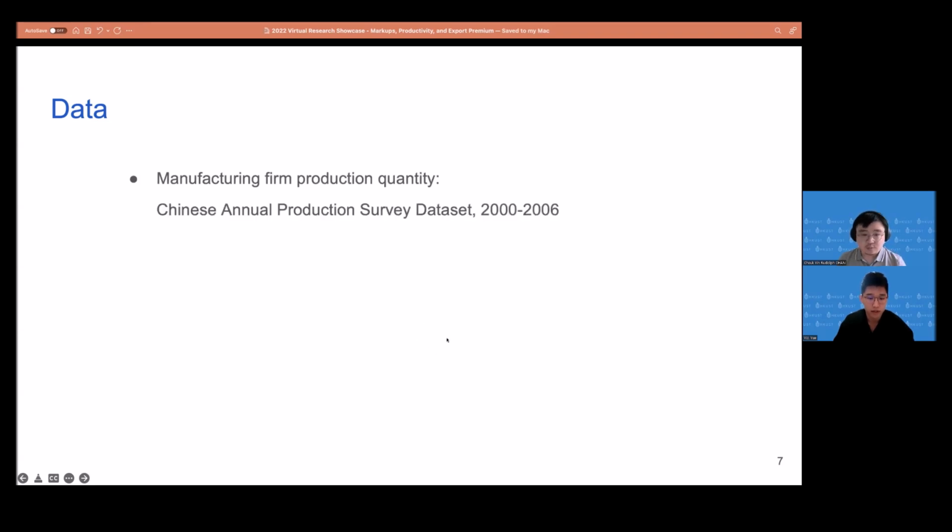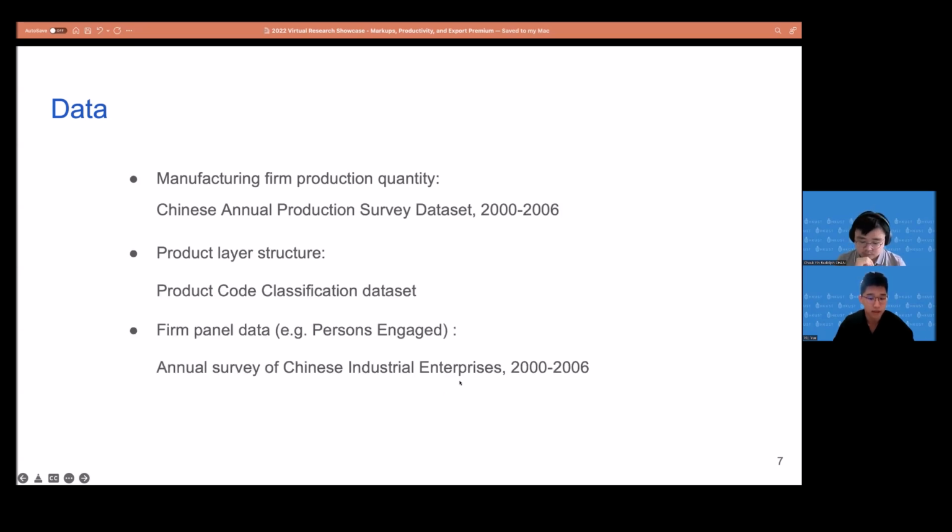So first, let me introduce the data. In our study, we mainly utilize 3 data sets. First is the Chinese annual production survey data set. And next is the product code classification dataset. And third is the annual survey of Chinese industrial enterprises dataset, which was compiled by the National Bureau of Statistics of China.